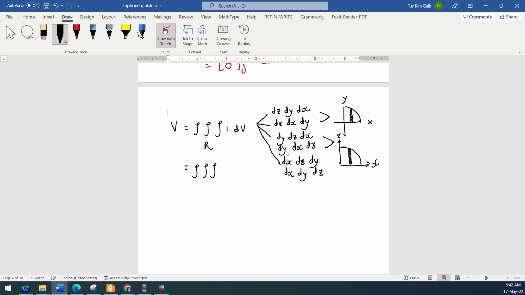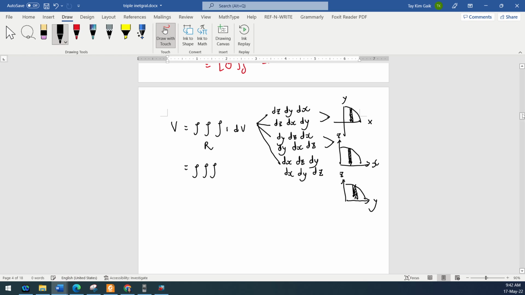Similar with the last two. The last two is if the solid is parallel with respect to the x axis, then you integrate with respect to x first, and then later dz dy or dy dz. Z is always vertical. So if you use a vertical bar, then dz dy. Horizontal bar, then dy dz.